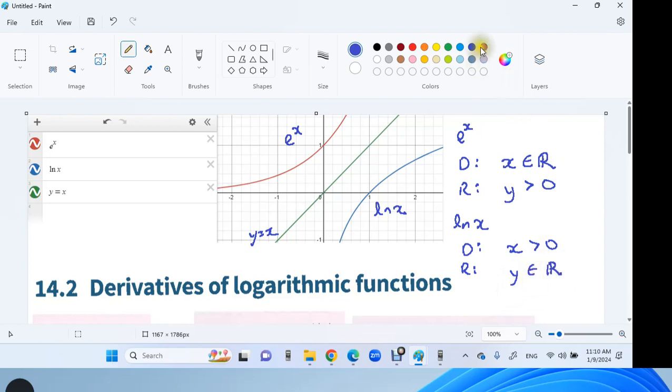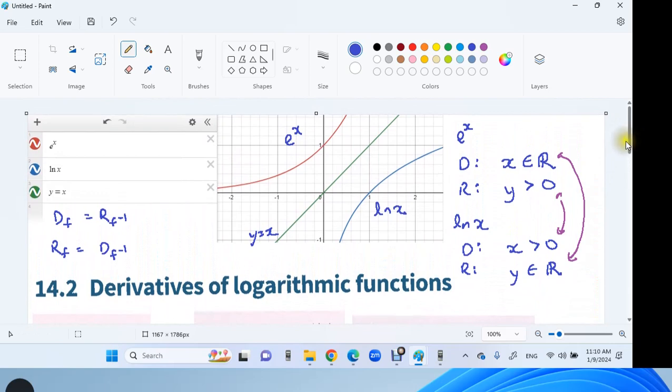Okay, why? Because you can see that this is same with this, and then this is same with this. So we know that the domain for a function is equal to the range for the inverse function, and the range of a function is equal to the domain of the inverse function.